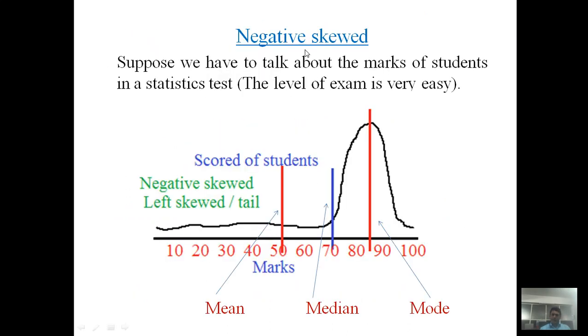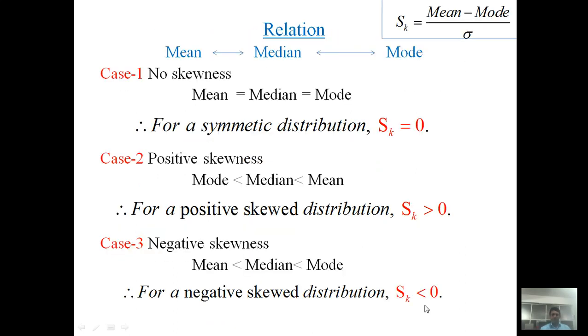For negative skewness, again this is the x-axis. Whichever parameter appears first is less than the others, that is mean is less than these two parameters. So mean less than median less than mode. So mean less than median less than mode when there is negative skewness.